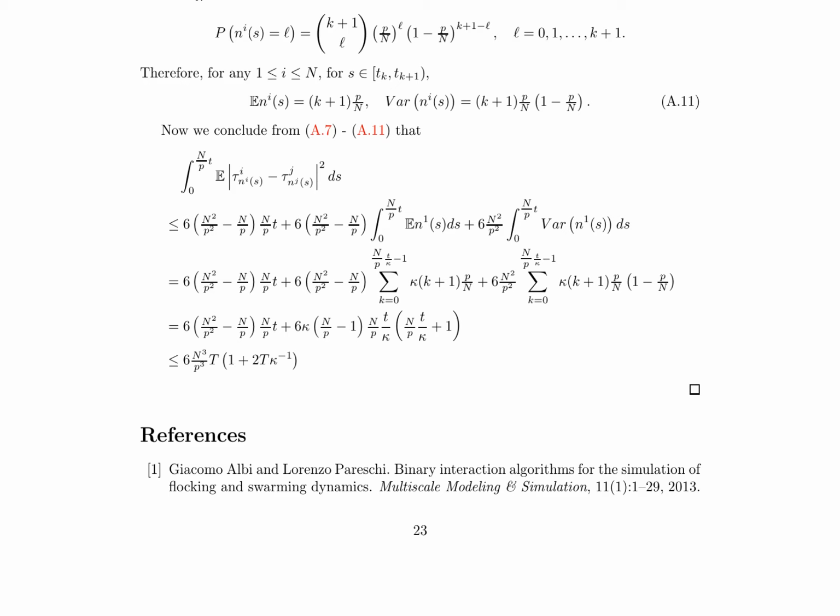The bound is expressed in terms of the variance of N_is and N_js, which are shown to be (k+1)p_n(1-p_n), where p_n is a parameter. The authors use the tower property and the mean and variance of tau_{i N_is} and tau_{j N_js} to rewrite the integral as a sum of three terms.